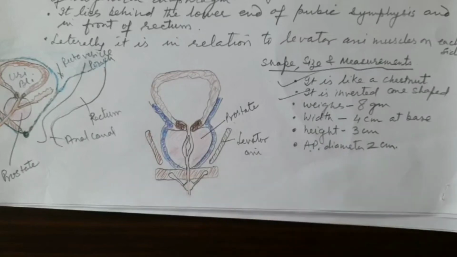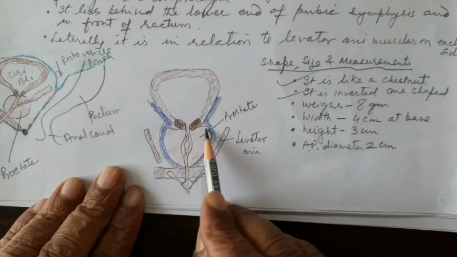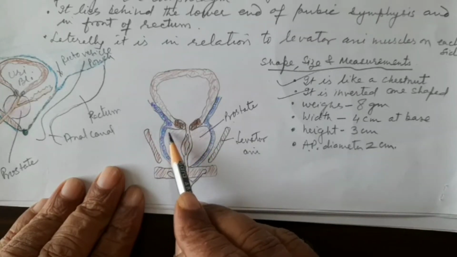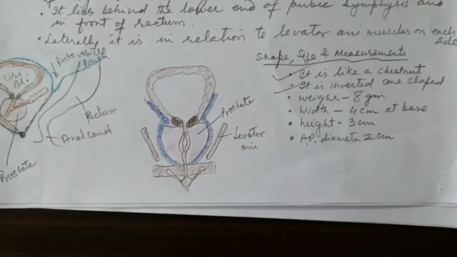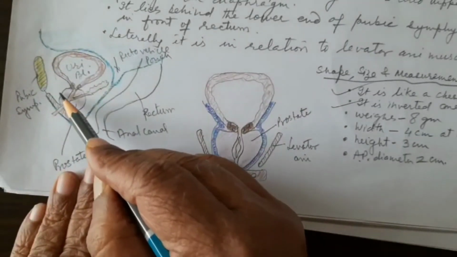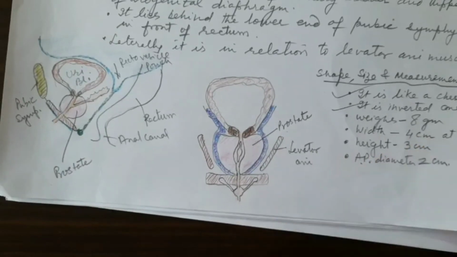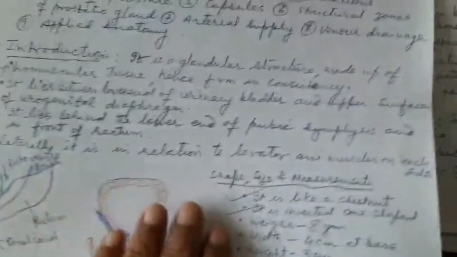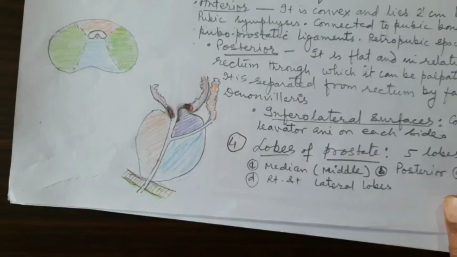It weighs around 8 gram, and its width is 4 centimeter at base. See, this is the base of the gland, and from here to here it is around 4 centimeter, and height is around 3 centimeter, and this anteroposterior dimension is only 2 centimeter. So these are the rough dimensions. So this completes our introduction of the prostate gland.